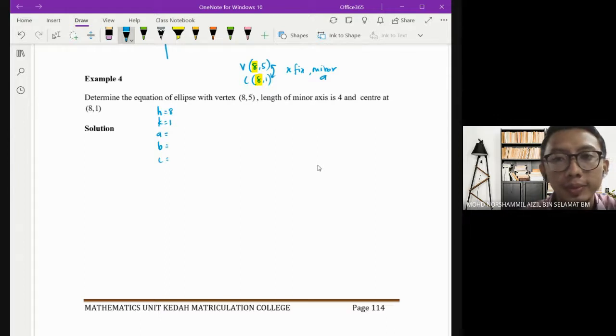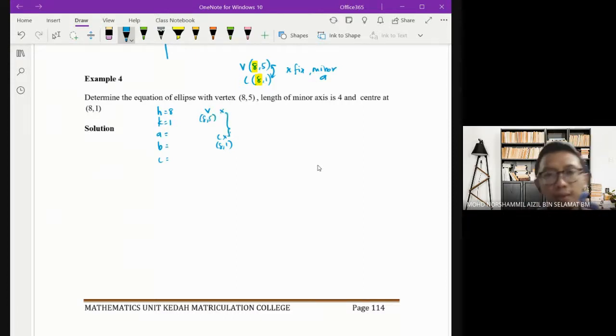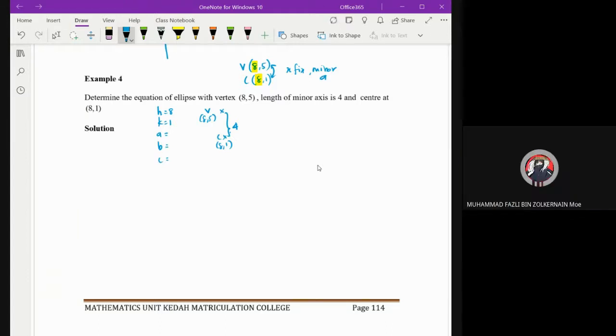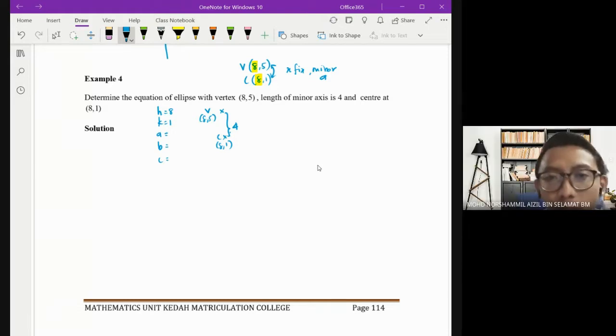Faham tak? Center 81 ni dengan vertex 85 ni, jarak dia berapa? Guys? Four, sir. 4 kan? 4 kan? The distance will be 4. And then what is 4 actually? 4 ni apa? A ke B ke C ke? B, sir.